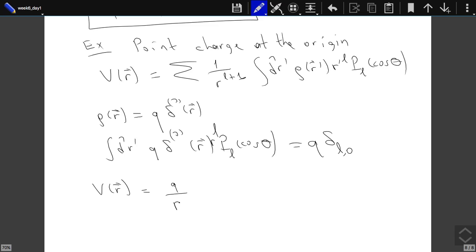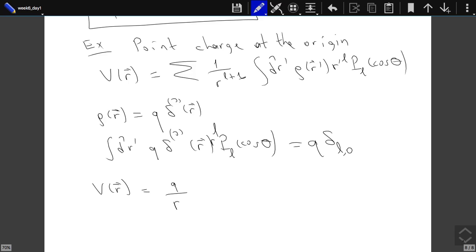So in this case, the monopole term is enough to tell us what the potential of a given charge distribution is. Now you see the potential we expanded in terms of multipoles: monopole plus the dipole plus everything else. The L equal to 1 term is the dipole, but the L equal to 1 term is just 0. So the dipole is 0. There's no dipole contribution.